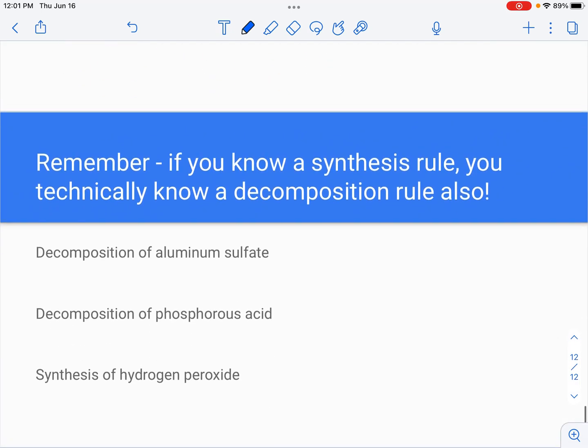I do want to remind you that you can work these backwards as well. So if you know a synthesis rule, you can also decompose it. Okay, so I'm going to do a few examples, and then you'll have lots of opportunity to practice this from the packet. But I do want you to see how this works.